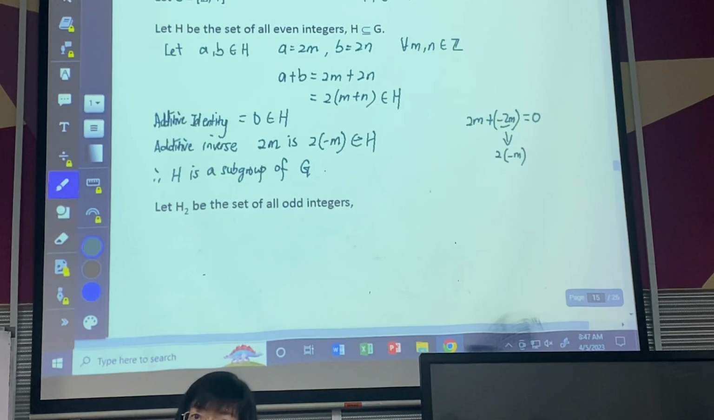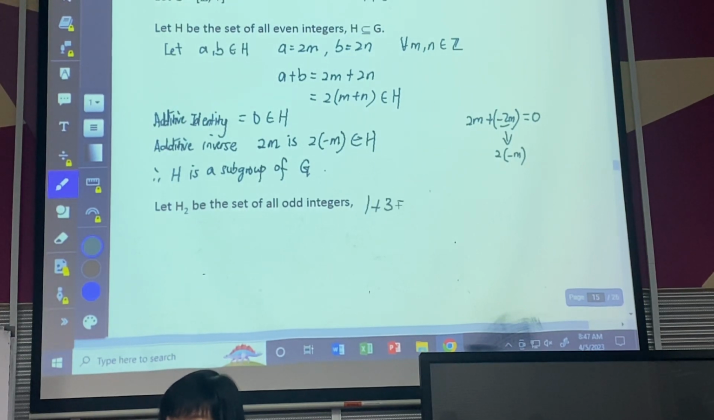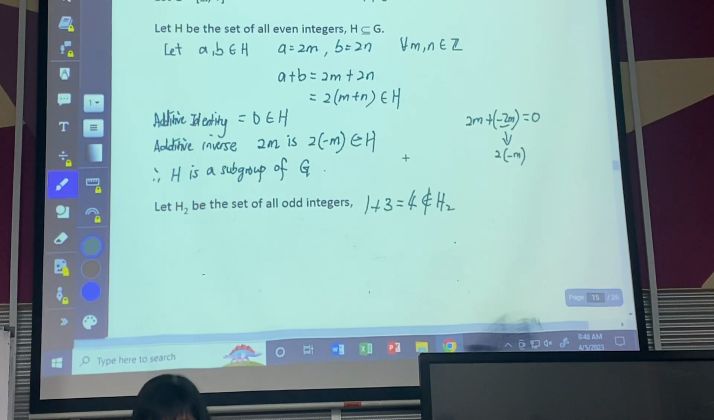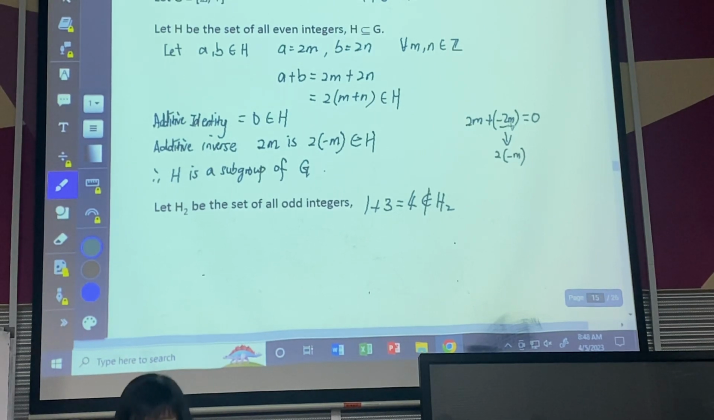Odd plus odd, what do you get? 1 plus 3, you get 4. Is this odd? No, right? So the first condition also cannot be fulfilled. So we can just put an example like this, because this already shows that it is not an odd integer, right? To show that it is not correct, you can use the example, no problem.